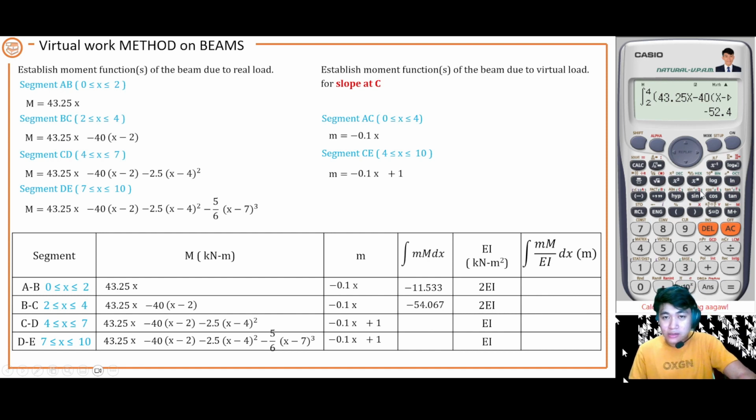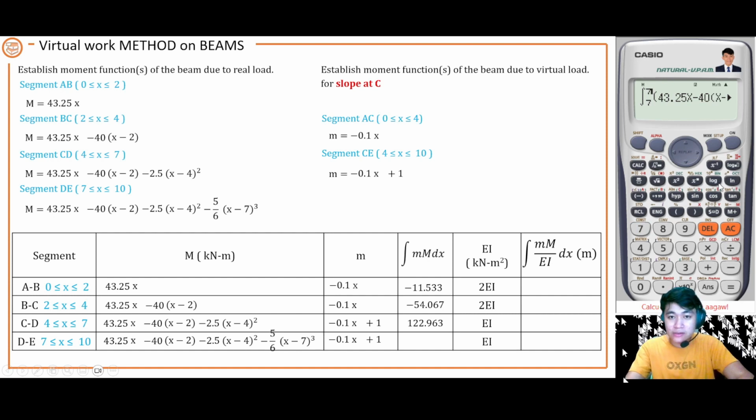Sorry. The limits will be 4 to 7. And let's check the small letter m. First, small letter m. Okay, so that should be negative plus 1. And the limits will be 4 to 7. Okay, so we have here 1 to 2 positive, 1 to 2.963.